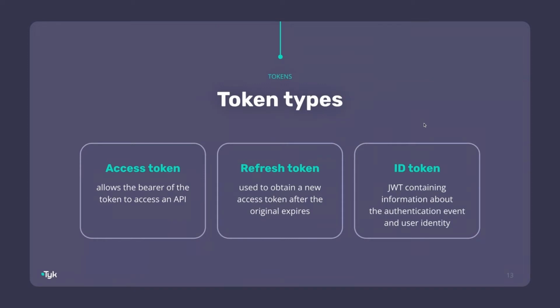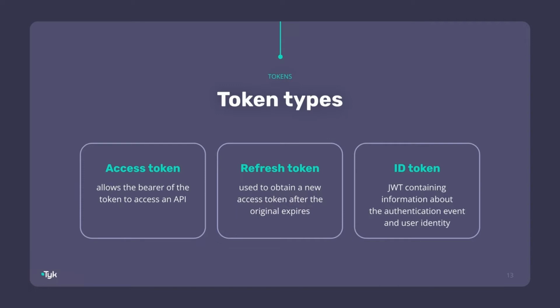So moving right along, there are also a few different token types. I briefly referred to this previously, so let's look at this. The most common ones that you would see here, especially around authorization, are the access token and refresh token. Access tokens allow the bearer of that token to access an API or a resource. Refresh tokens are used to obtain a new access token after the original expires. Both of these are usually categorized under the authorization flows, and you will see this as part of the OAuth flow that we're going to be going into next.